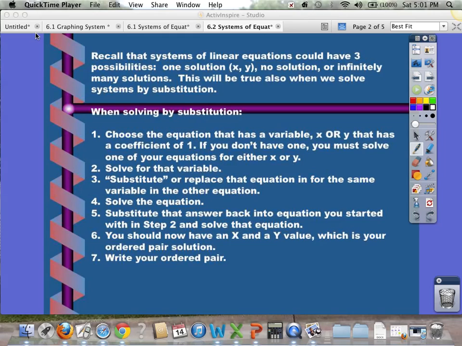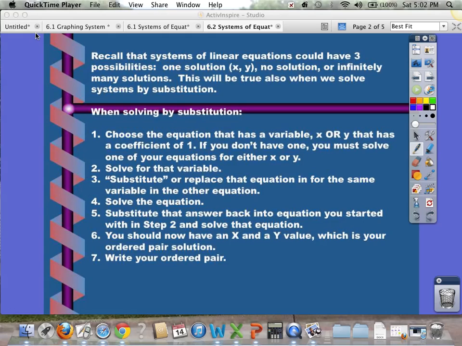When solving by substitution, you have several steps that you need to go through. And as you do these, they'll become a little bit easier for you to do. The first step is to choose the equation that has a variable, it doesn't matter whether it's x or y, whichever one you want, that has a coefficient of 1. Coefficient, remember, is the number in front of the variable, so you only want a 1 or nothing in front of the variable. Anything else you don't want to mess with. If you don't have one, you can make one by solving one of your equations for either x or y. Most of these will be very simple that you'll be able to do.